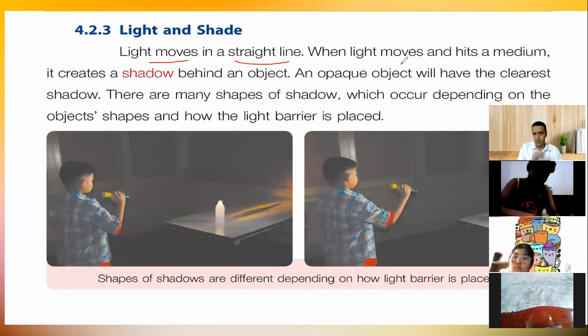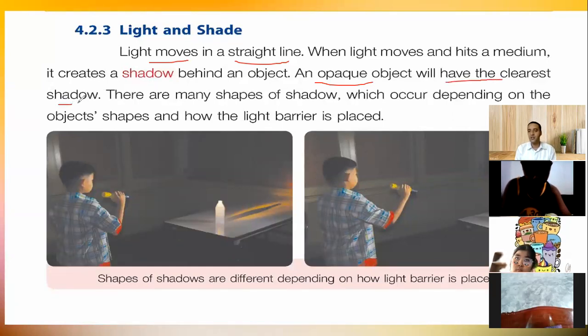So whenever the light releases from the light source and it moves in a straight line, if in front of the light they're having any object, any kind of object, any medium, it creates a shadow. So the shadow will be created behind an object. Different objects actually will create different kinds of shadow. So an opaque object will have the clearest shadow.